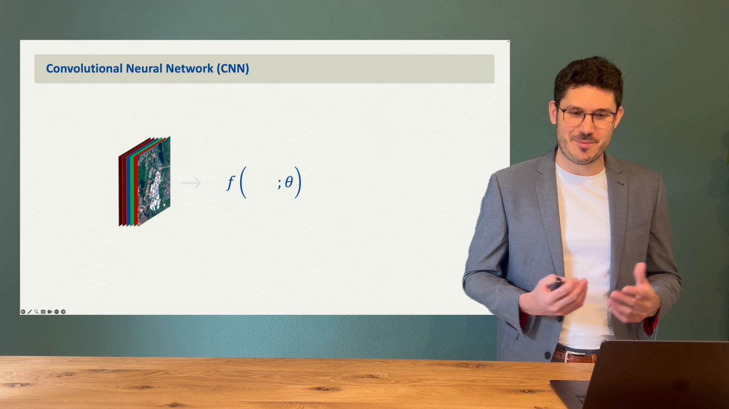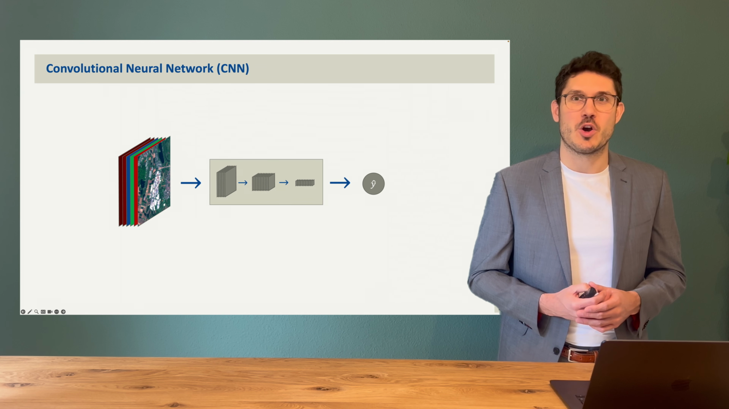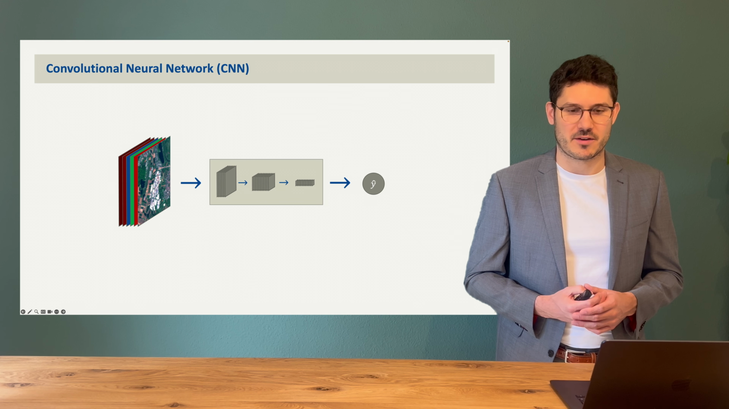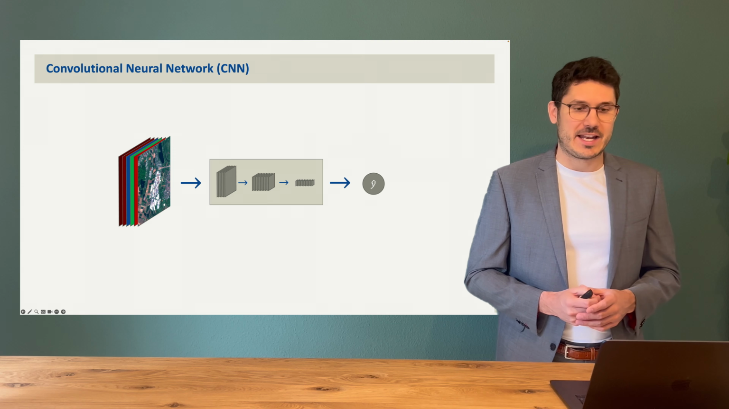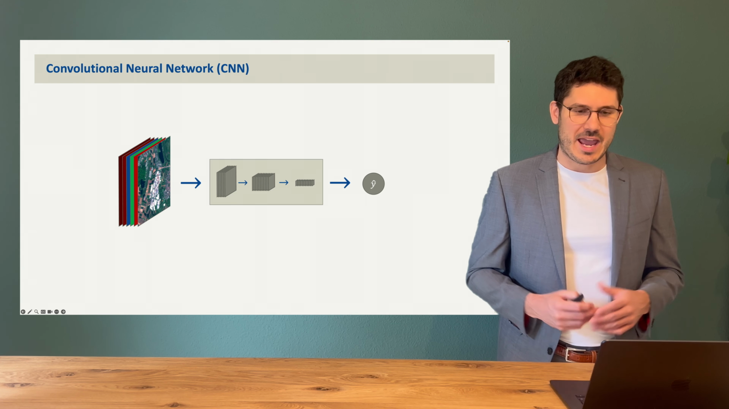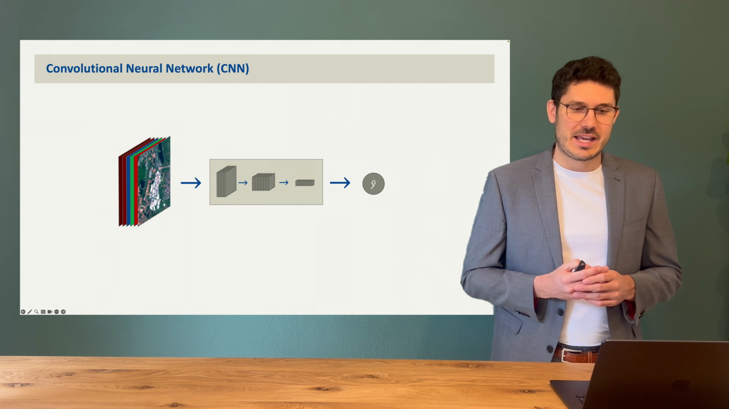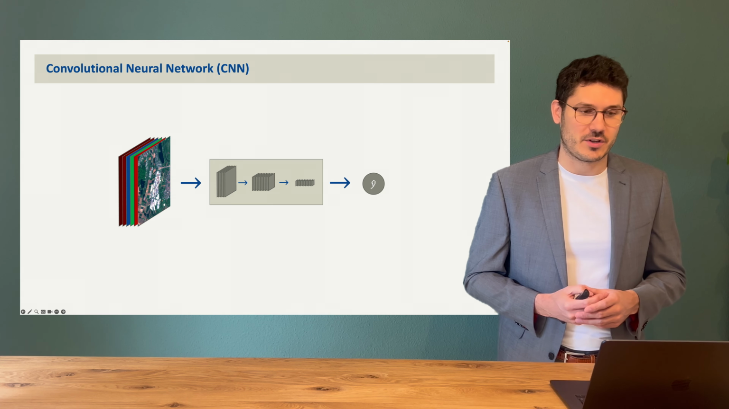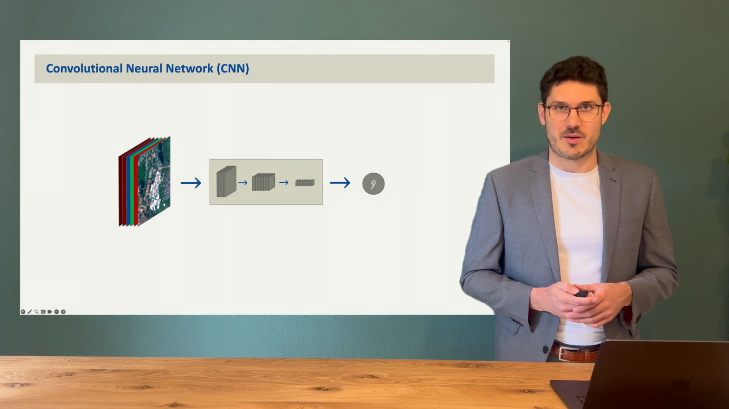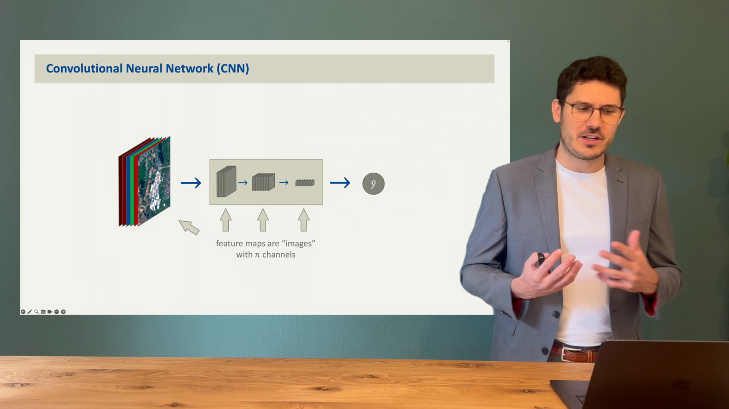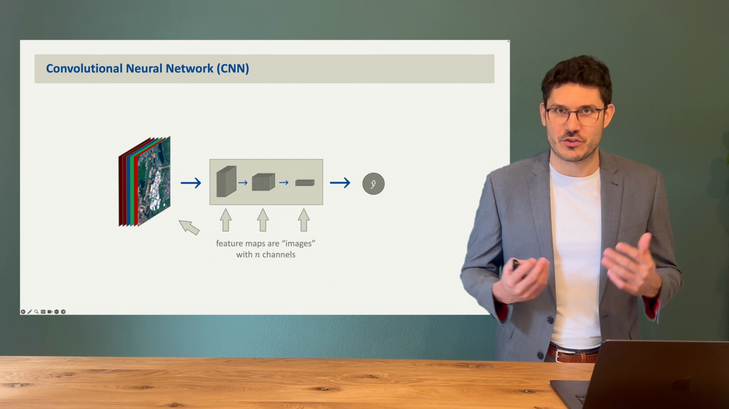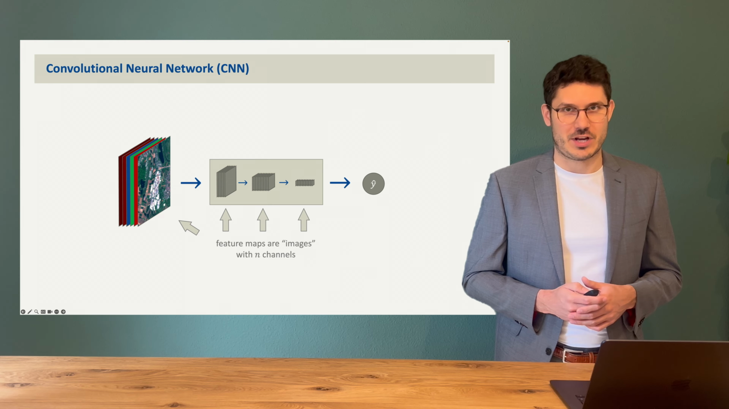A specific type of deep learning models are convolutional neural networks. They are well suited for analyzing images. And they are structured by having several layers. Each layer performs a filter operation, resulting in a feature map. And you can imagine a feature map being something like an image with a high number of channels.